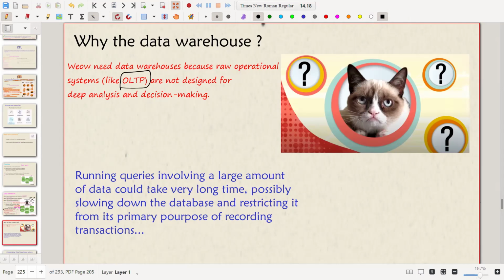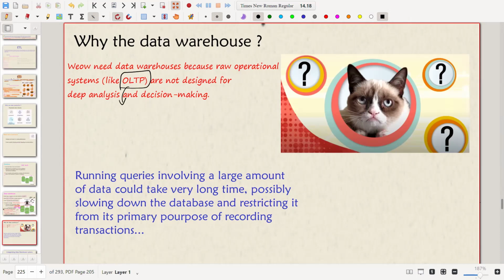Anyone knows about OLTP? I can tell you the first word, online. Then the other three words is up to you to find. P, I can tell you, process. So you should tell me next.